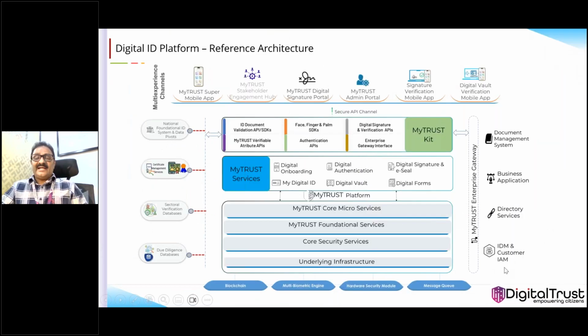The comprehensive integrated platform could look like this. The underlying infrastructure with cybersecurity, IT infrastructure, and security tools and various things. There are some foundational services, there are some core services, and there are these trust services.